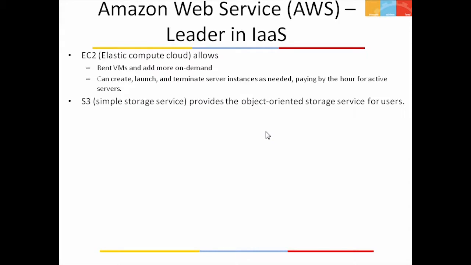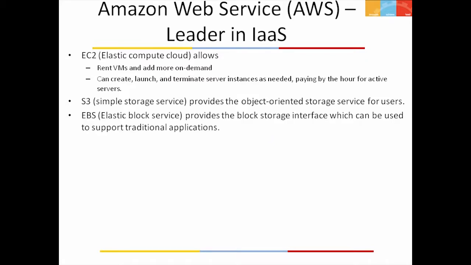S3, which is the Simple Storage Service, basically provides an object-oriented storage service for the users. Elastic Block Service, EBS, basically provides a block storage mechanism which can be used to support traditional applications. Essentially, when you create a VM, you can add different volumes from this EBS by paying extra. So when you get EC2, you get some default storage. Maybe say you get some 50 GB of hard disk. You can add another 100 GB of hard disk as an additional volume, and that will be attached with your EC2 instance, and that additional volume will come from EBS.